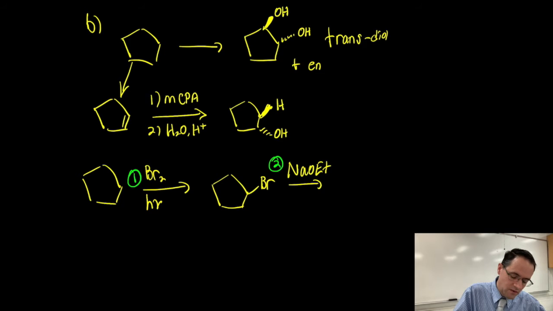So this synthesis involves a few steps. Step 1 would be bromine and light. Step 2 would be sodium ethoxide. And step 3 would be those 2 steps, or that one transformation.